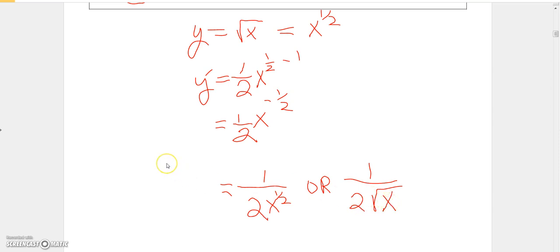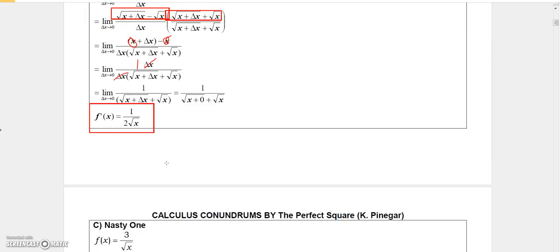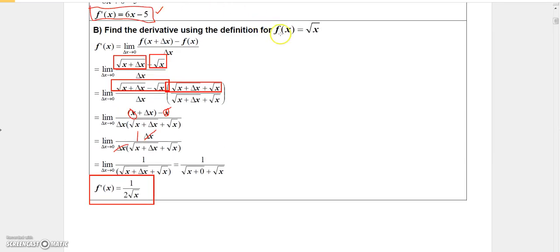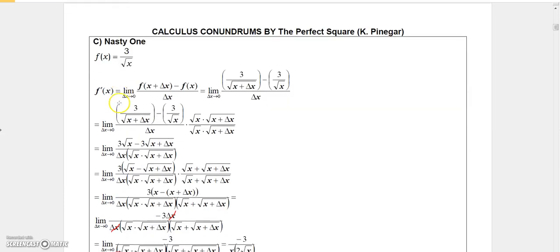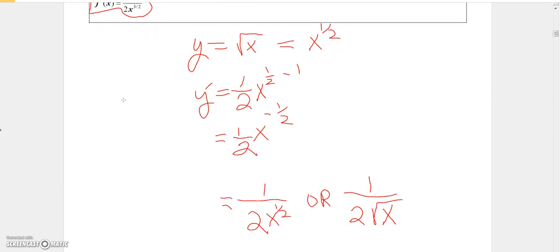Now see how quick that was? And now compare it to what we did earlier using the definition of the derivative, and notice we got the same answer, 1 over 2 square root of x, but obviously that took a much longer time to find the derivative than when I used the simple power rule.